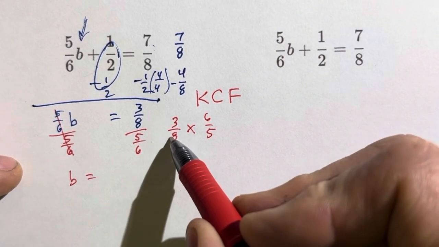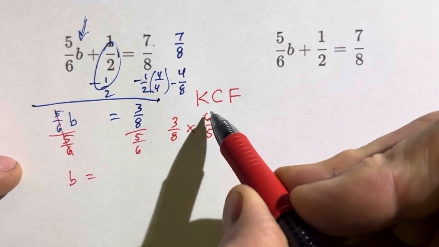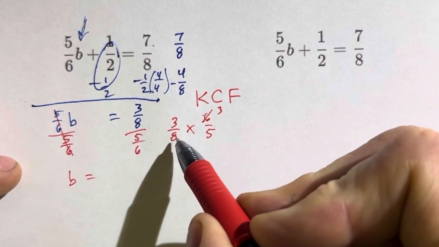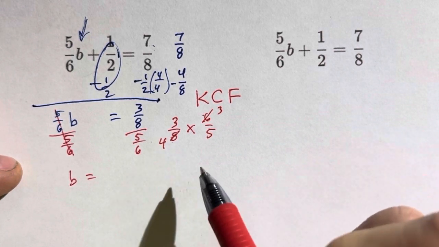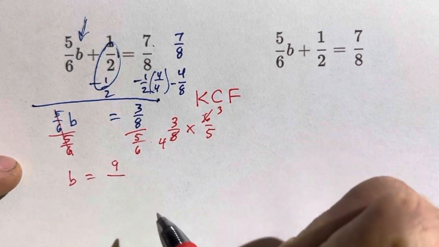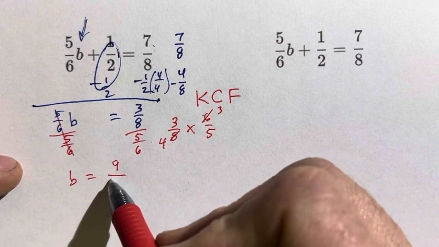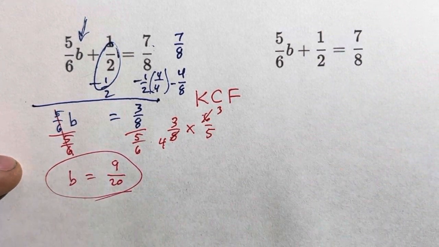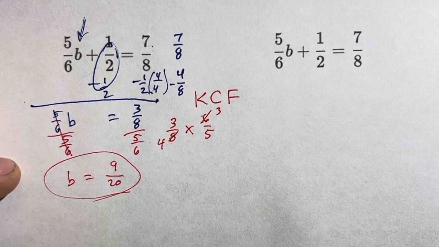All right, well, now I see here I can cross cancel right here. See, 2 goes into 6 3 times, 2 goes into 8 4 times. And there you go. I've got 3 times 3, which is 9. I'll put my answer right there. And then 4 times 5 is 20. And there you go. There's what b has to be. All right, so b is 9 over 20.